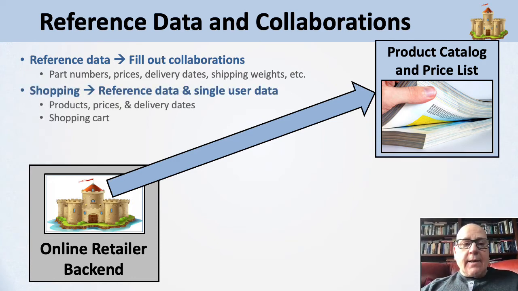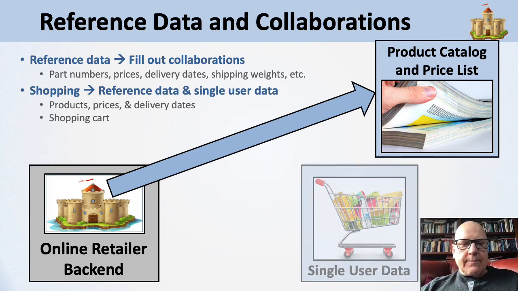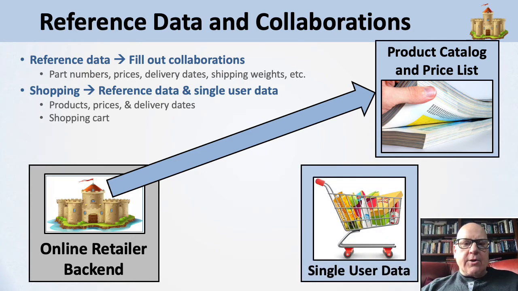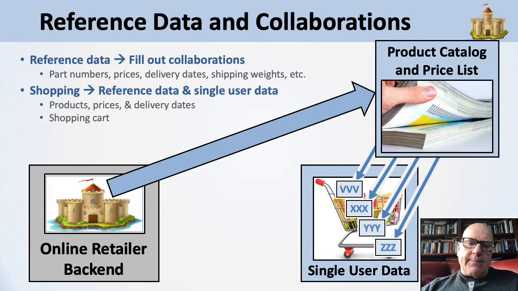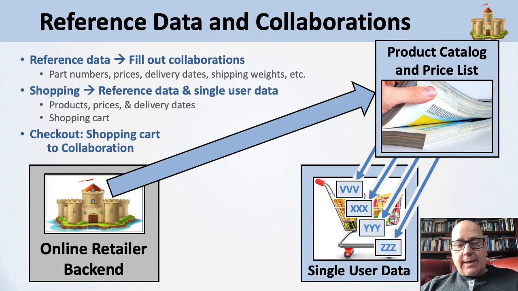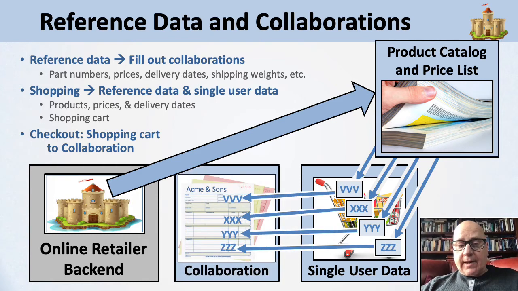Now that shopping cart has got reference data and single user data. It's a combination of that published reference data and the information that you're accumulating on the outside as you're getting ready to talk to the retailer. So the shopping cart's an example. The single user data is accumulated by extracting stuff from the product catalog and price list and adding other things like the user's credit card and so forth. And once you've accumulated all of that, you might do a checkout where the shopping cart is then converted into a collaboration message. So you fill out the collaboration with information from the shopping cart and you send it into the online retailer to make things get ordered.